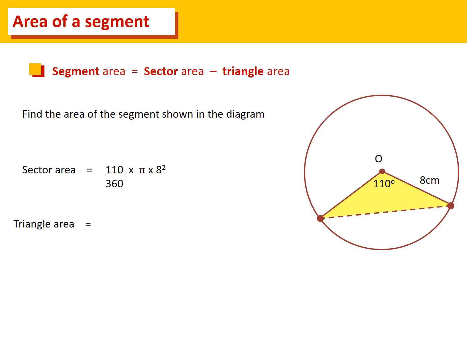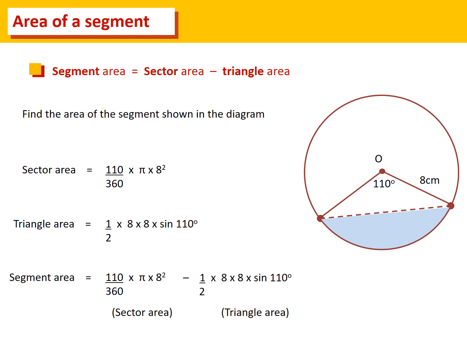Now, for the triangle area, it's a half times 8 times 8 times sine 110, which we've just done on the previous screen. 8 and 8 being the two radii, 110 being the angle in between the two sides, and therefore the segment area is the sector area minus the triangle area. So sector area minus triangle area, and that's our final answer.